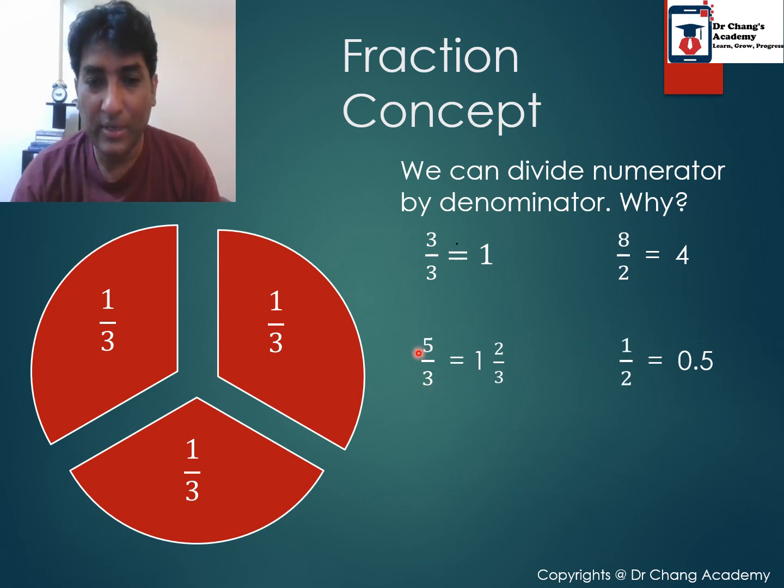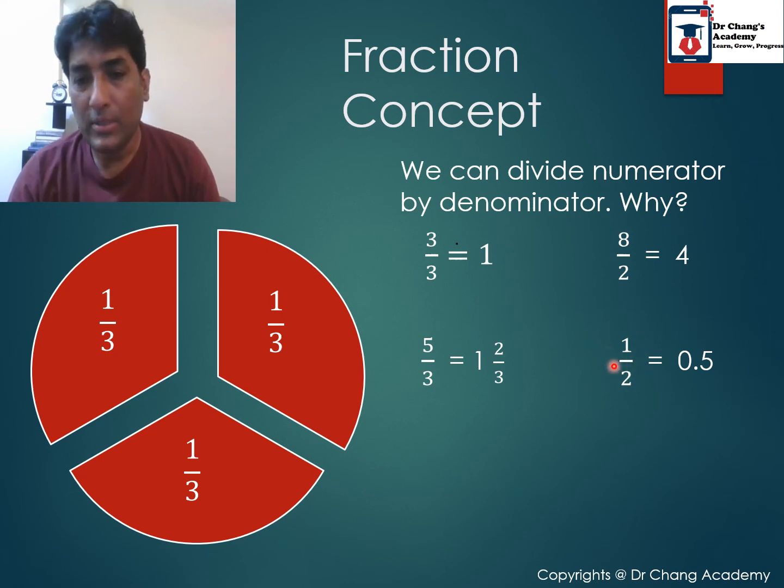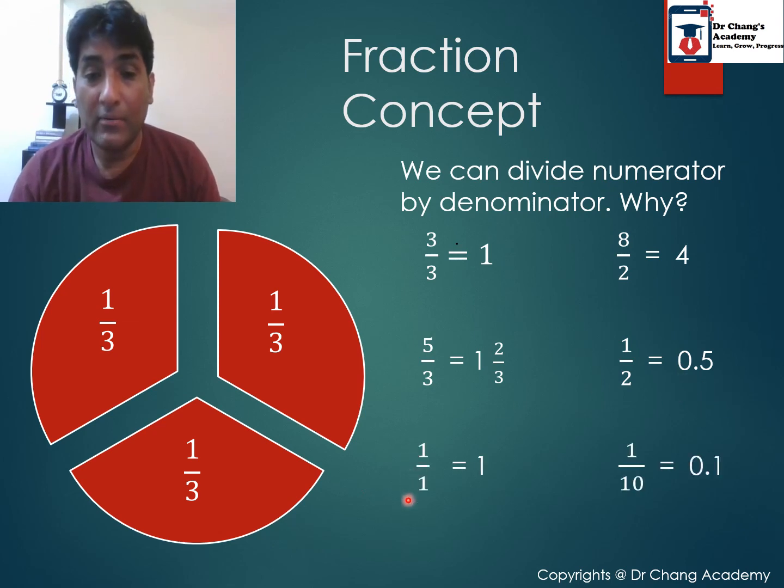5/3, we divide 5 by 3, we get 1 whole. 1 whole is 3/3 and the remaining 2/3 we can write like this, and this is called a mixed fraction. So 1 divided by 2 we get 0.5 in decimal, which is also equal to half, and 1 divided by 1 is equal to 1. So this way we can divide numerator by denominator, and that helps us to change a fraction into a whole number or a decimal.